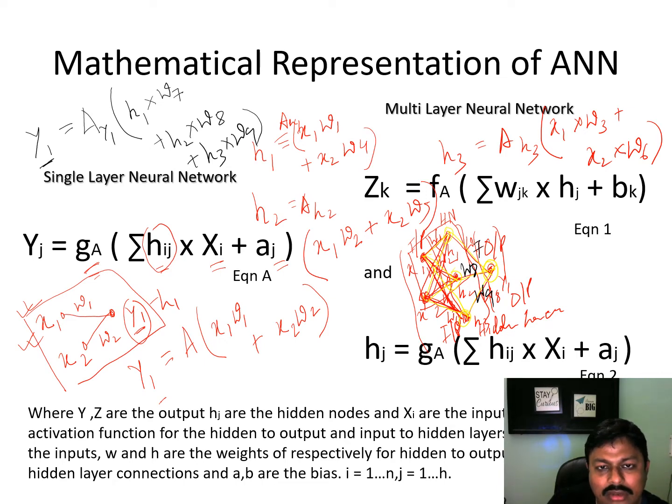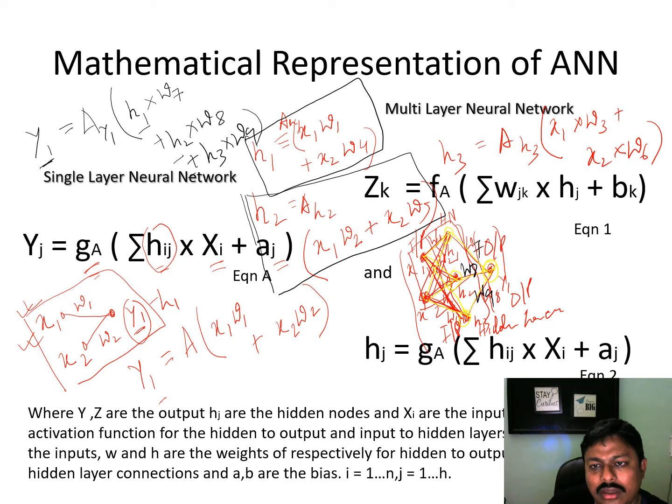Now you see we have already predicted H1, H2 and H3. Here you can see this is H1, this is your H2, and this is your H3. Just put the value of this H1, H2 and H3 here.